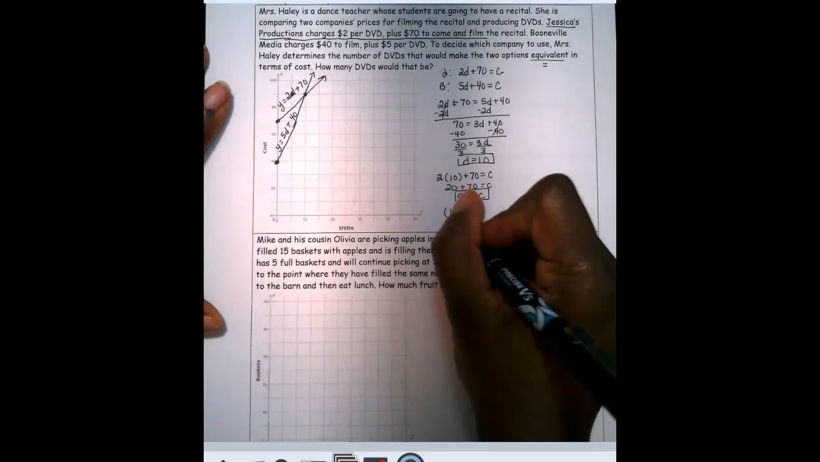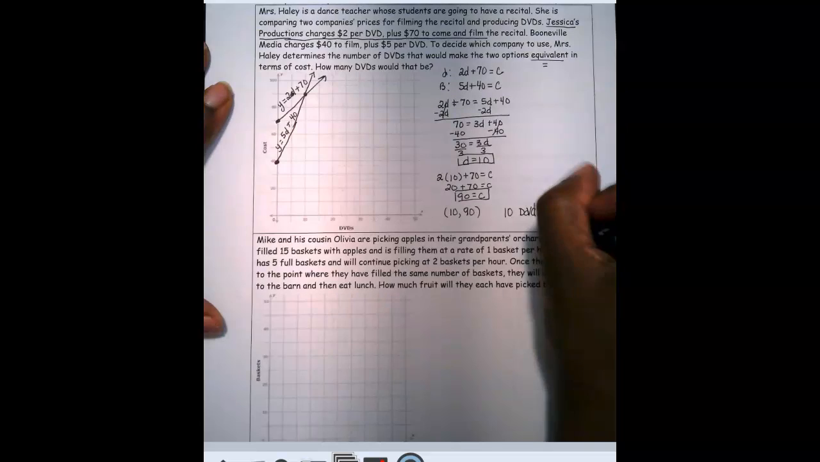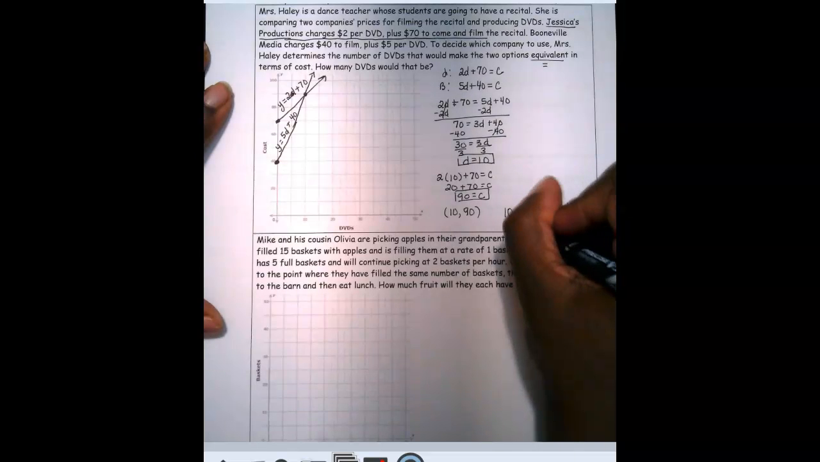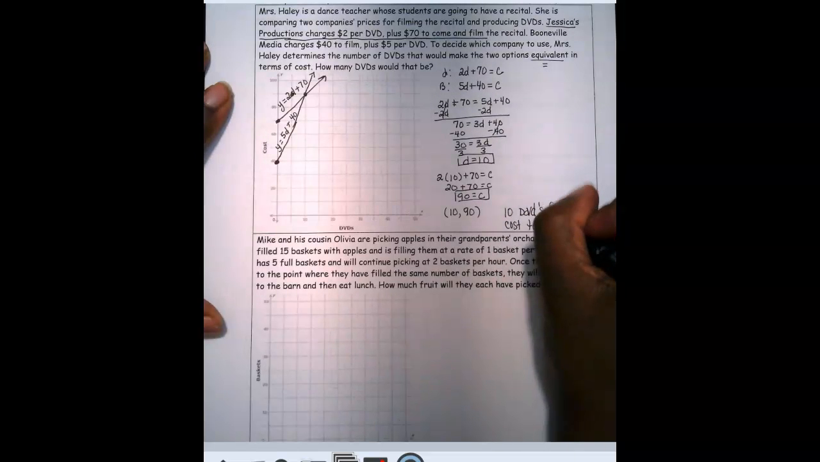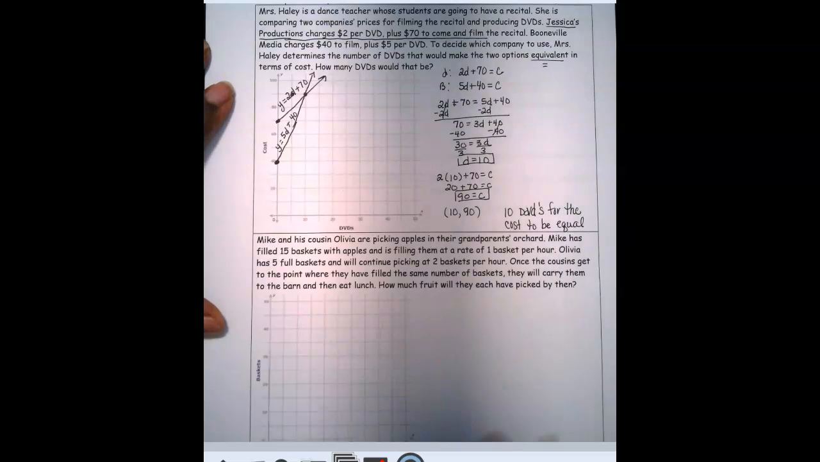So the question was how many DVDs would this be? Well, you would need 10 DVDs for the cost to be equal. So that's one way you could actually solve these.